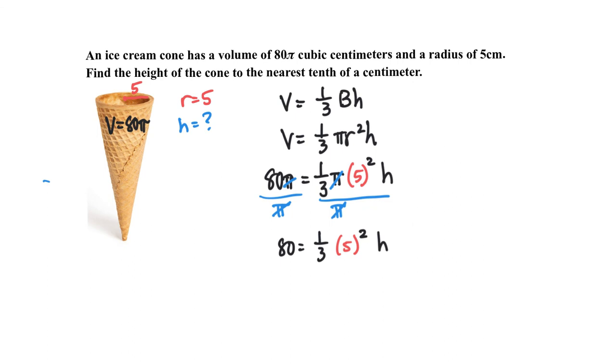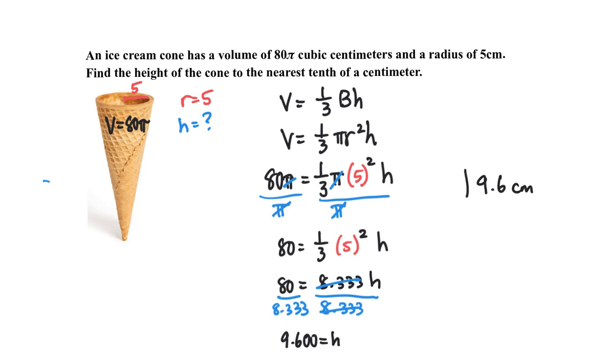So I'm typing 1/3 times 5 squared in my calculator, and I get 8.3 repeating. So 1/3 times 5 squared is 8.3 repeating, and that's times h. Now all I have to do is divide both sides by 8.333. So I'm going to do 80 divided by 8.333, and I get 9.600 equals h. They want us to round to the nearest tenth. So my height is 9.6 centimeters.